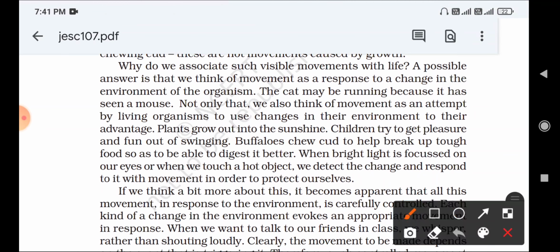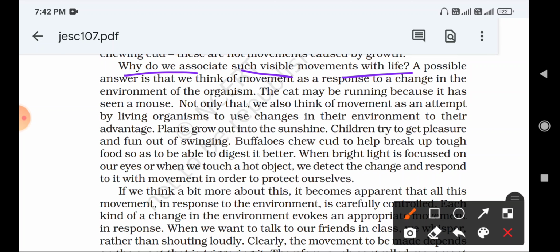Why do we associate such visible movements with life? The buffalo chewing cud and the cat running on the streets are visible movements. Movements which we can see with our eyes are called visible movements. So why are we associating these visible movements with life?